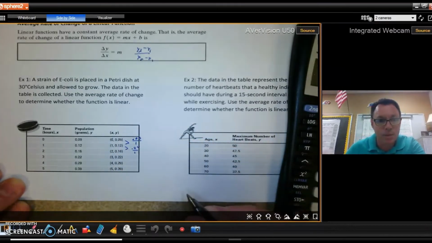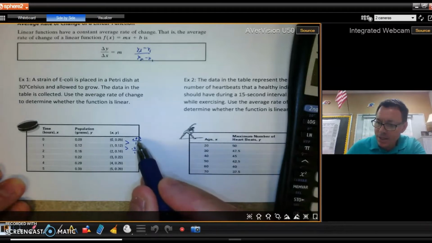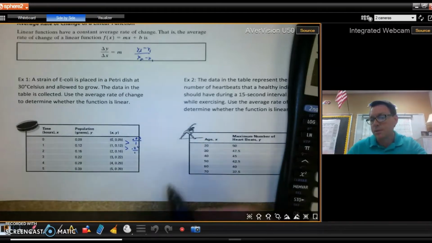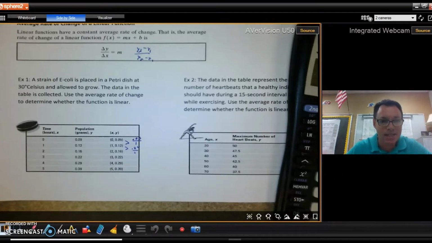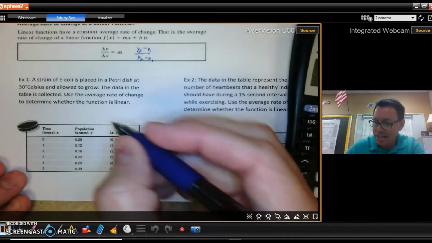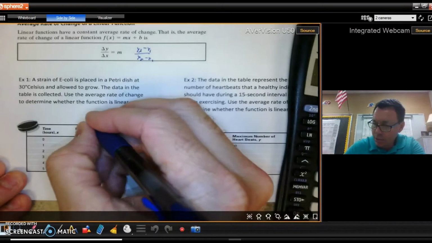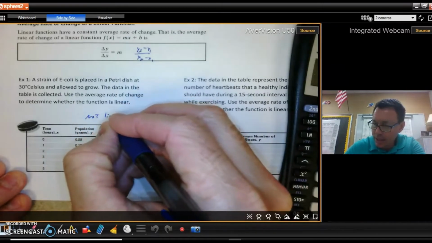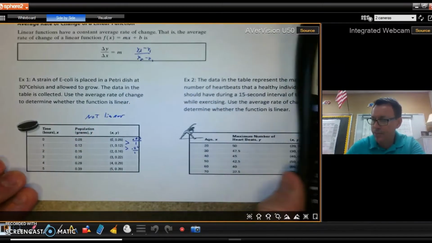We can stop right now. The fact that these two slopes between the 2 points are different means this does not have a constant rate of change, and this is not linear. Okay, let's put it right here. Not a linear function. Okay?